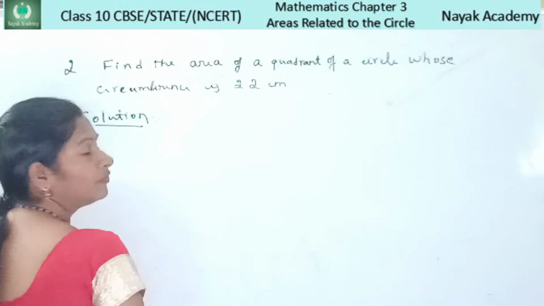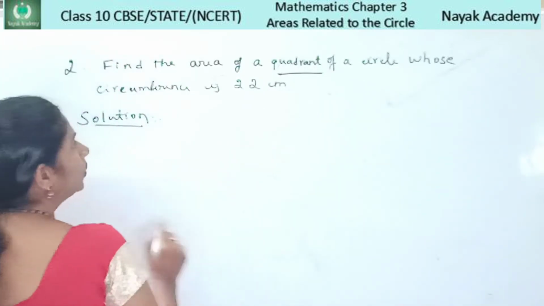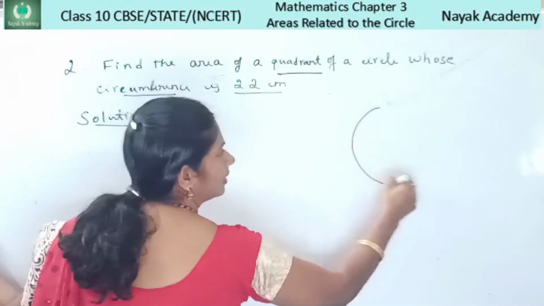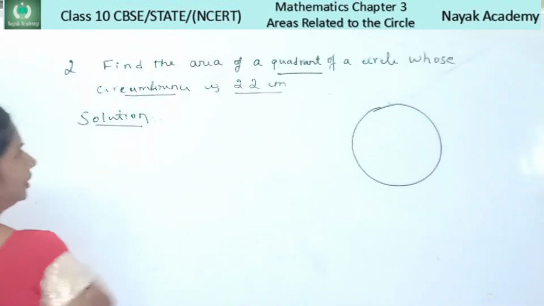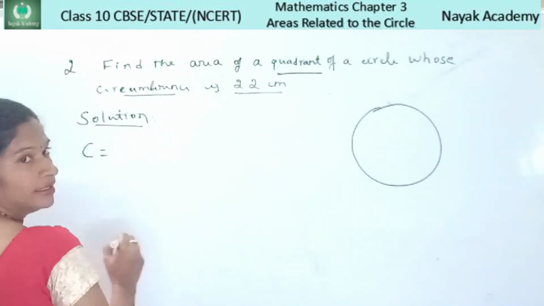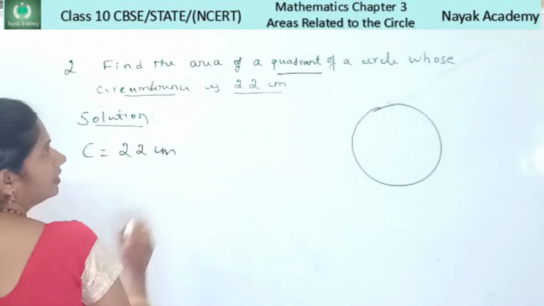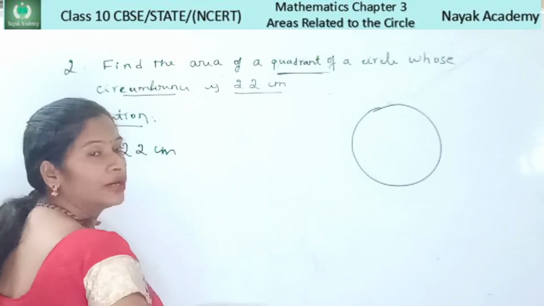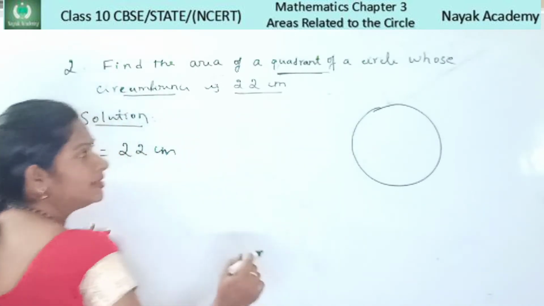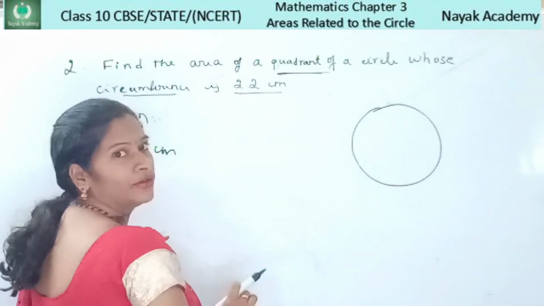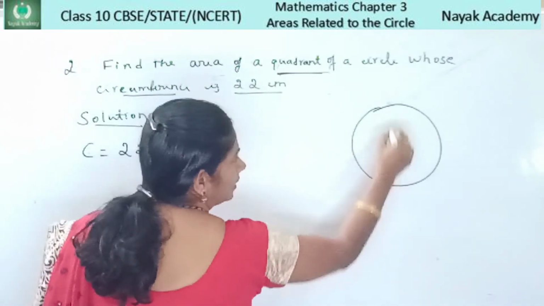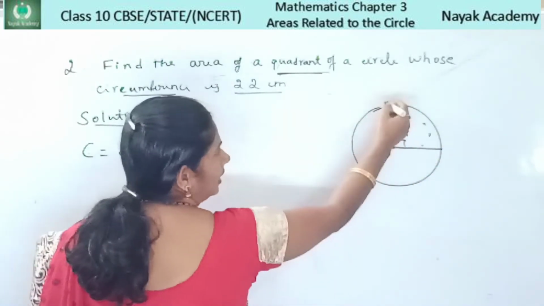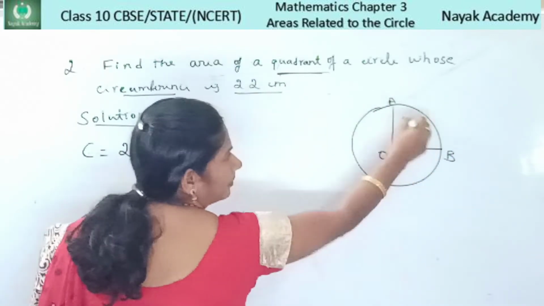Coming to the second problem: find the area of a quadrant of a circle whose circumference is 22 centimeters. So what is given? The circumference of the circle is given, it is 22 centimeters. The boundary of a circle is 22 centimeters. Now we have to find the area of a quadrant of a circle. What do you mean by the area of a quadrant of a circle? Quadrant means it is one-fourth part of a circle. So this is the center of a circle and this part is called the quadrant of a circle. Let me name that as AOB.